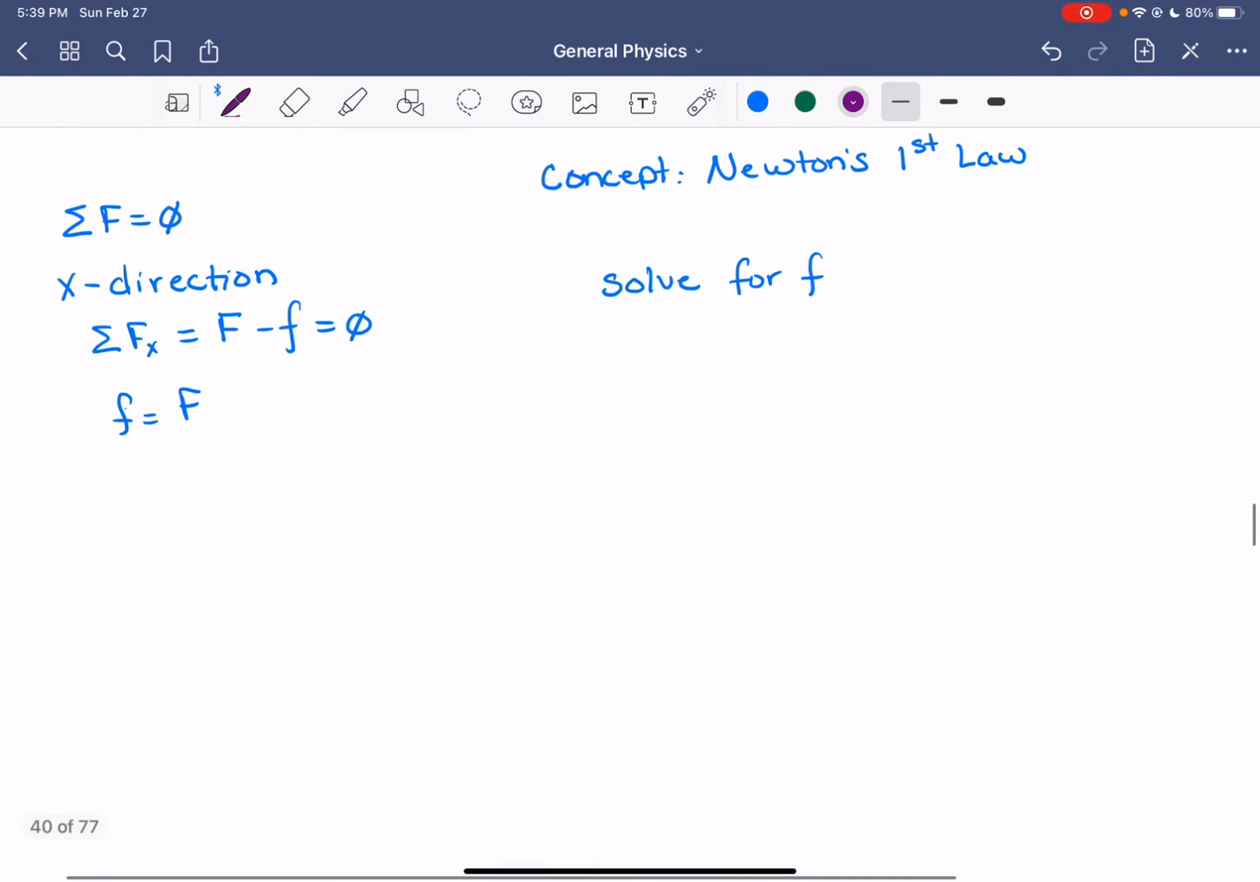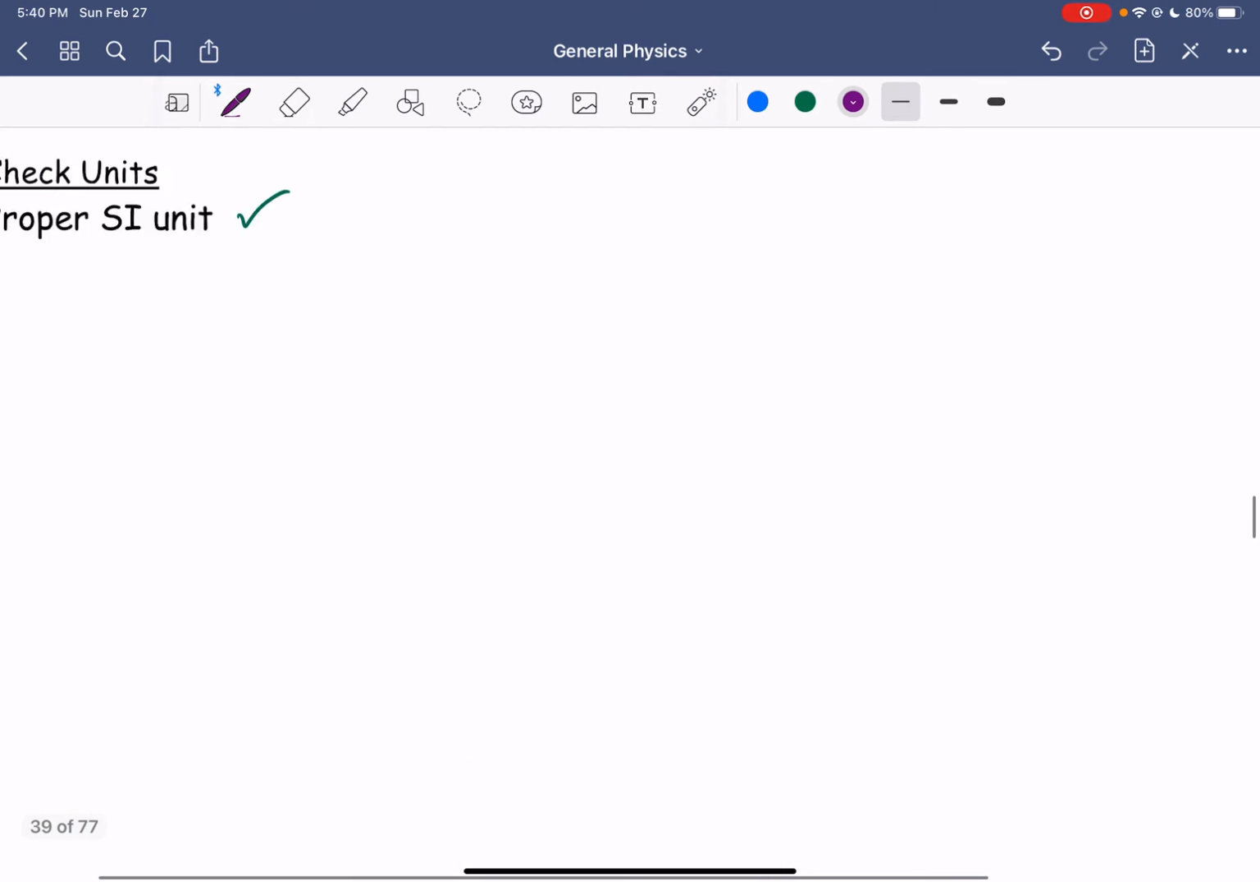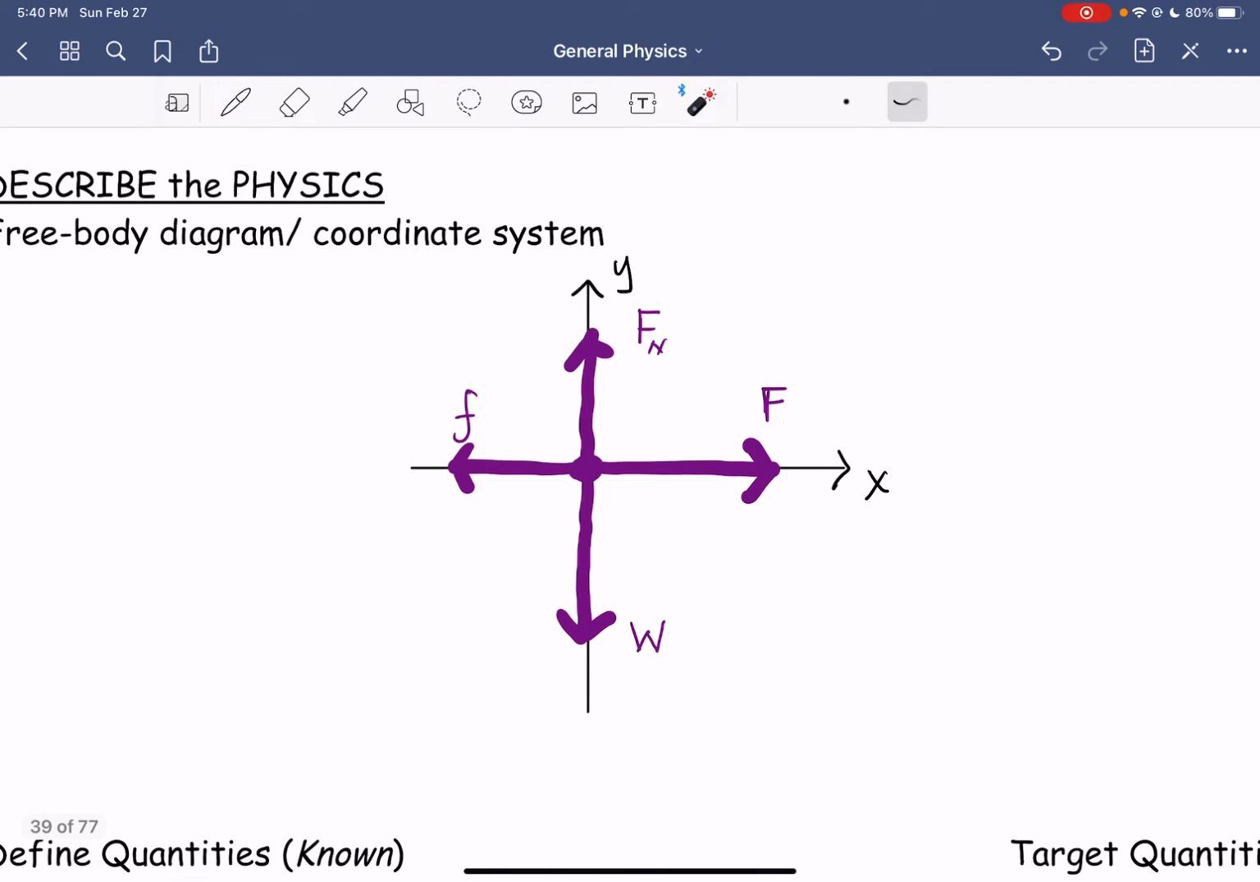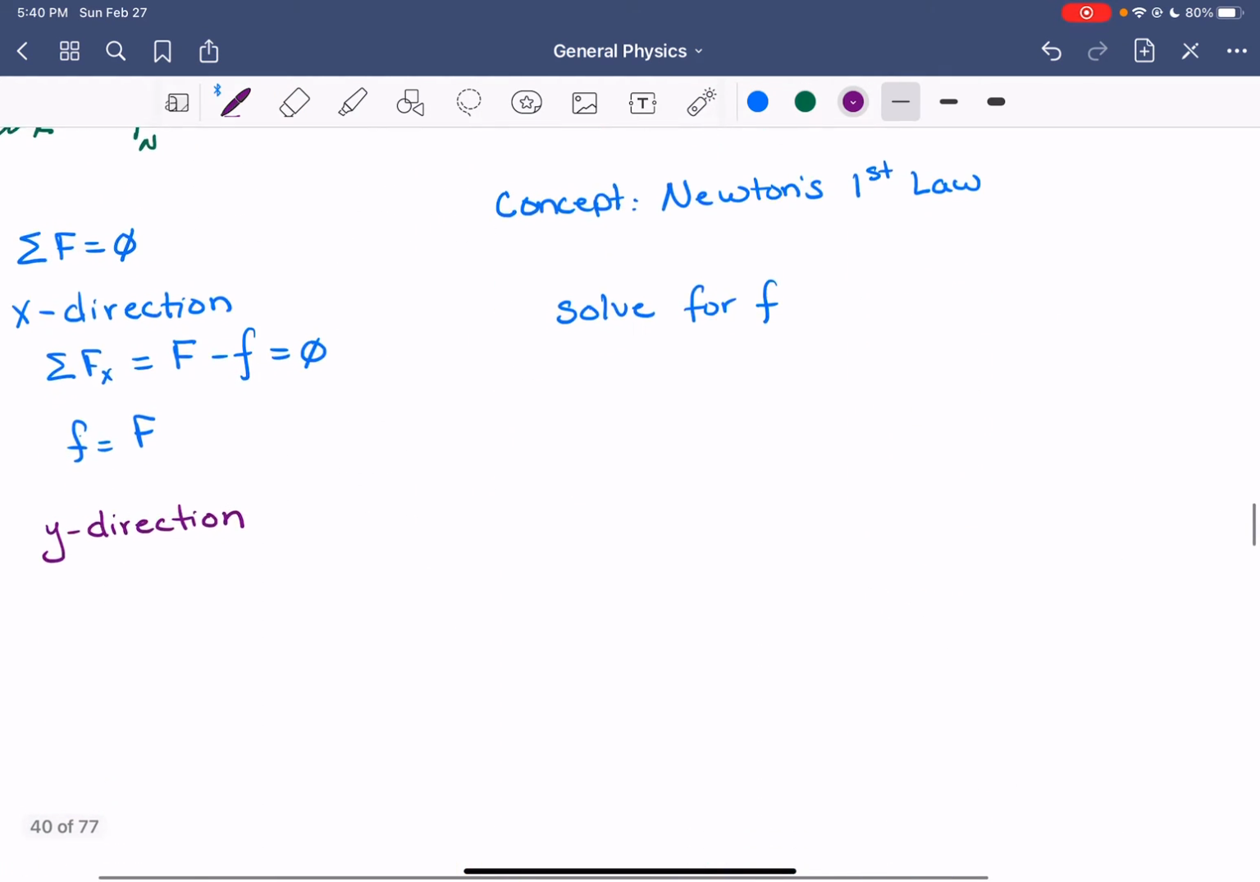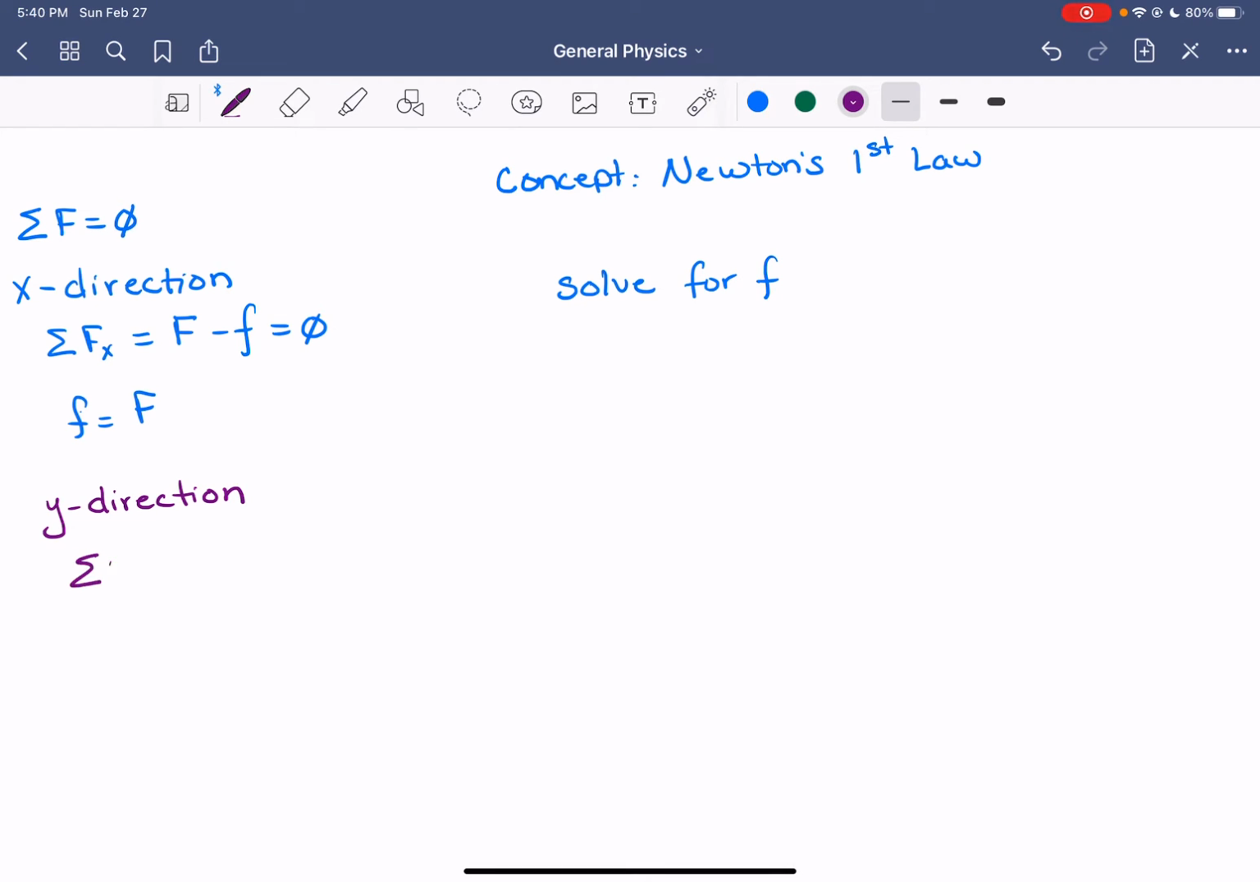So now I want to go ahead and do the same thing for the y direction. I want to sum all the forces in the y direction. Looking at my free body diagram, I get the weight in the negative y direction, and I get the normal force in the positive y direction. So go ahead and sum those. The sum of the forces in the y direction will be equal to the normal force minus the weight, and that again is equal to 0 because they have to balance each other out.